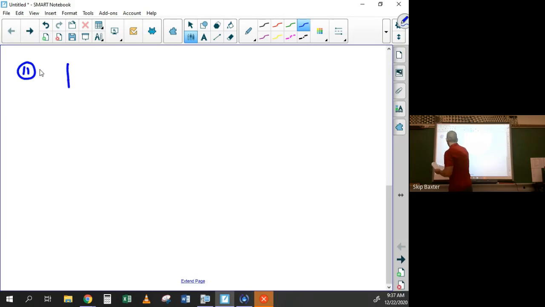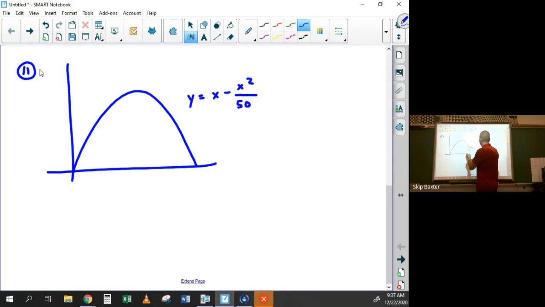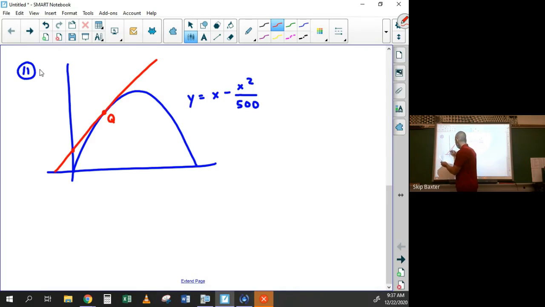Okay, so they're giving you a picture of a parabola whose equation is y equals x minus x squared over 500. And at the same time, in the same graph, you have a tangent line that looks like this. This is the point Q. This point has coordinates 0, 20. And this is point P. And this is line L. Okay, so for part A, the question says find the coordinates of point Q.